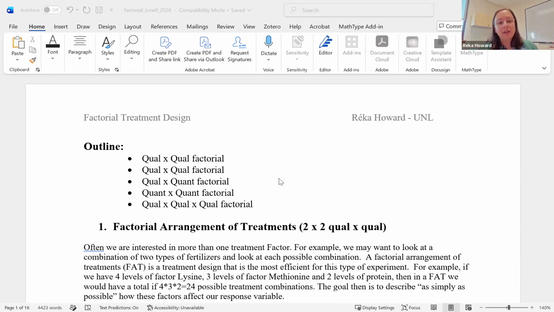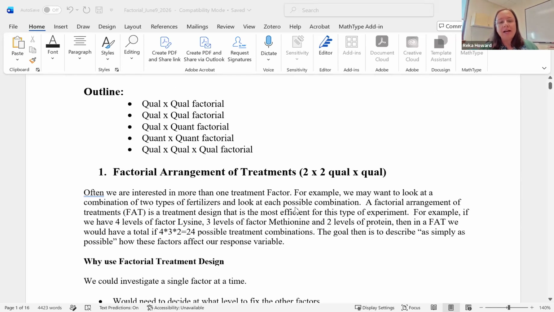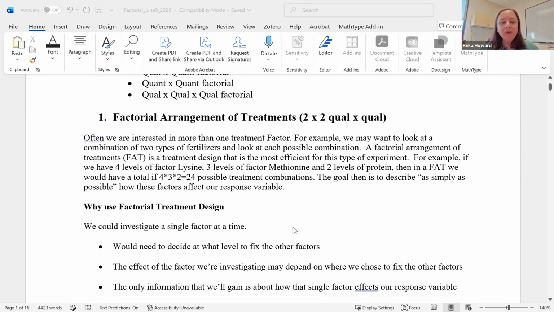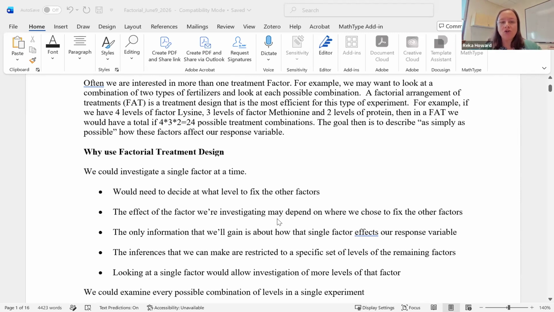And what's qualitative and quantitative? We will start with qualitative factors. But before we start, I just want to mention why we are doing this. As I mentioned yesterday, we could theoretically analyze these separately, but it wouldn't make any sense because then we couldn't look at the interaction. And that's the whole point, that we want to look at whether the interaction is significant between factors or not.